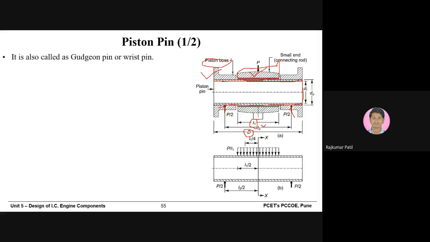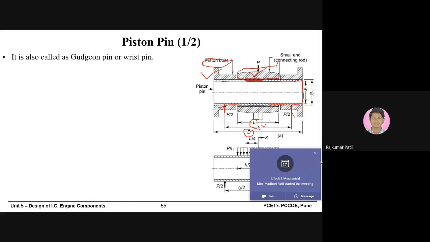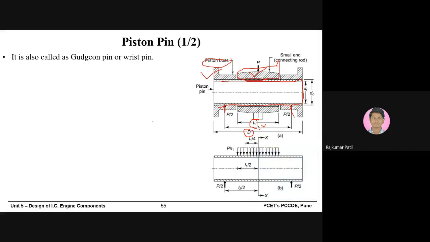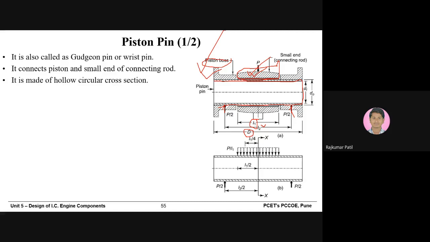Okay, so we will start. The piston pin is also called as gudgeon pin or wrist pin. So these two names you need to remember. As I told, the piston pin connects piston and small end of the connecting rod. It is made of hollow circular cross section. So you can see it is hollow. The inner diameter is denoted by Di, and Do is outer diameter of the piston pin.